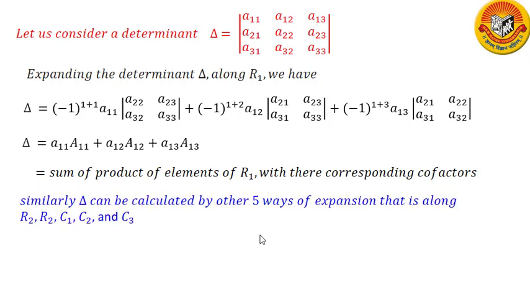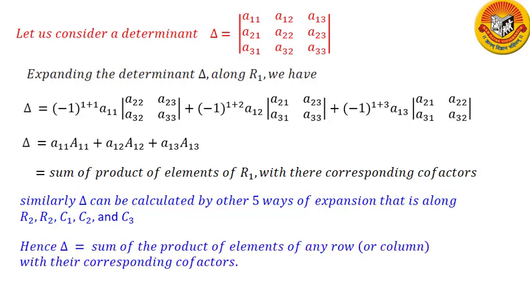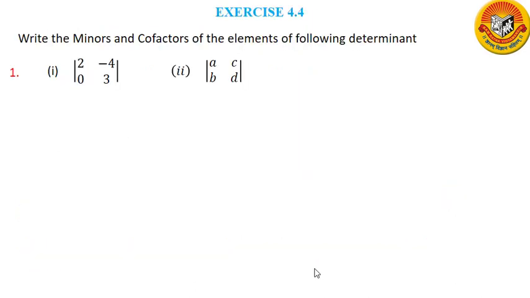Similarly, delta can be calculated by the other 5 ways of expansion, that is along R2, R3, C1, C2 and C3. So hence we can say that delta is the sum of product of elements of any row or column with their corresponding cofactors, right? What is delta? It is the sum of product of elements of any row or column with their corresponding cofactors. So this is all about minors and cofactors.